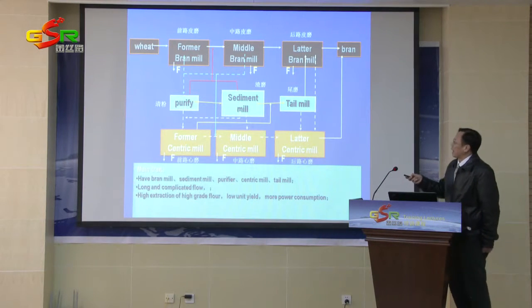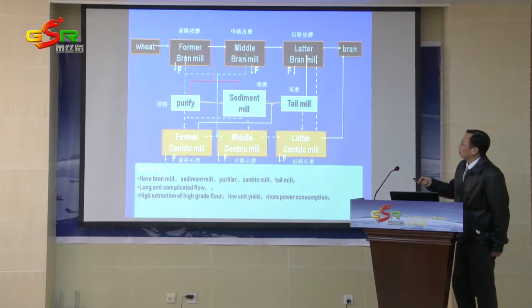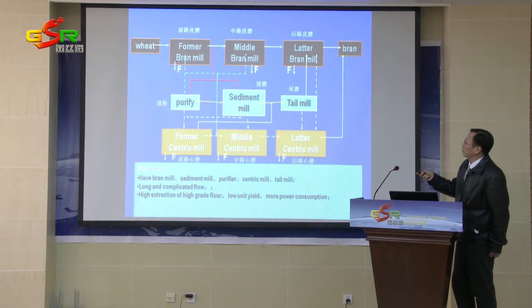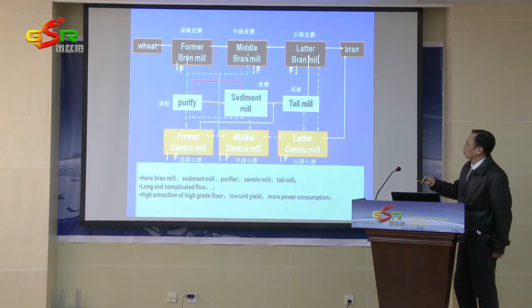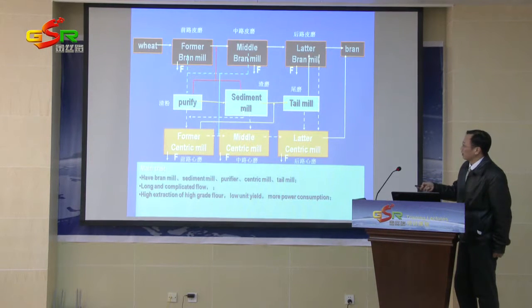And sometimes we can go step by step to the sediment mill, to the tail mill. So we get different flour, different quality, different size, and different peptides in the dynasty.